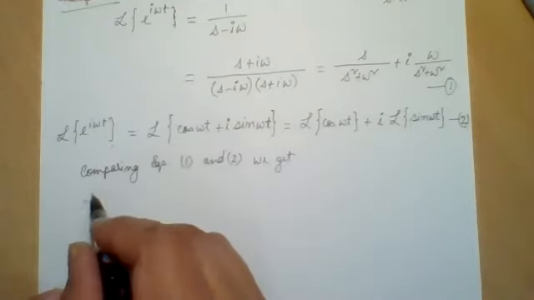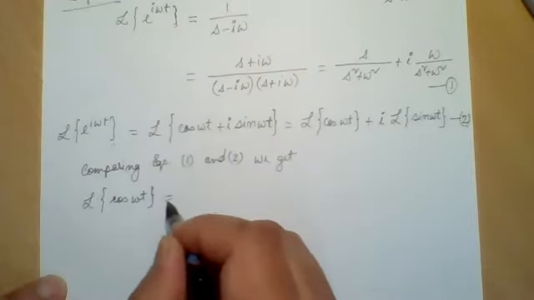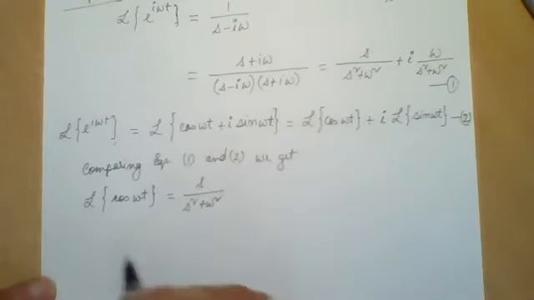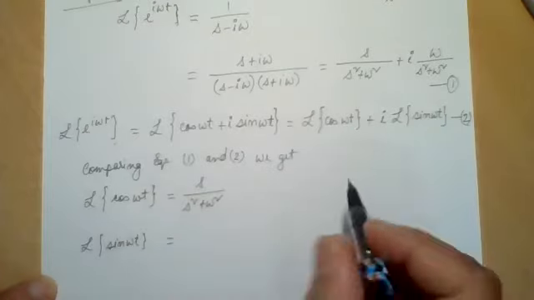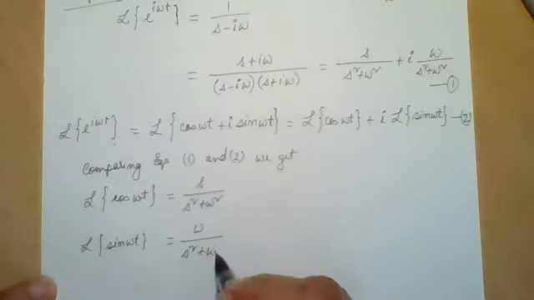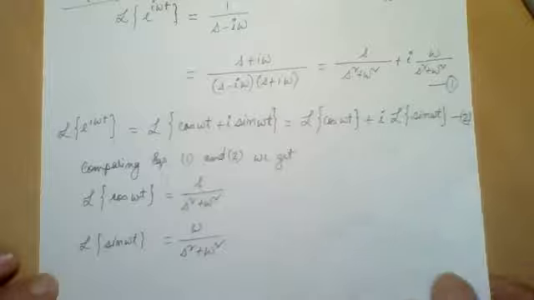We get the Laplace transform of cos omega t equal to s by s square plus omega square, and the Laplace transform of sine omega t, from these two expressions, equal to omega by s square plus omega square. So we have calculated the Laplace transforms of cos omega t and sine omega t by using the linearity property of Laplace transforms. Let us look at another example.